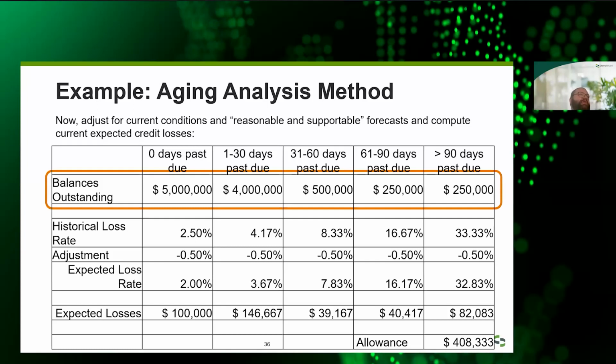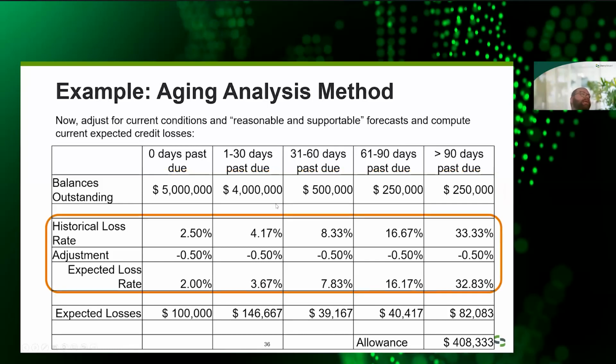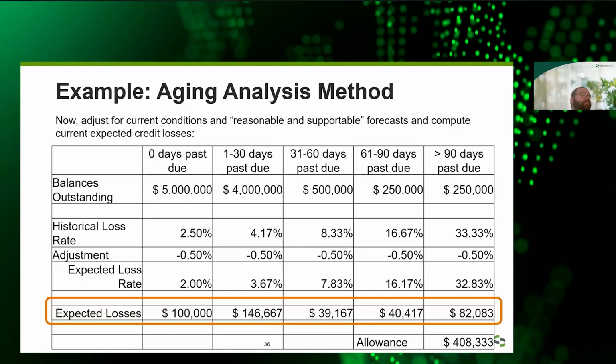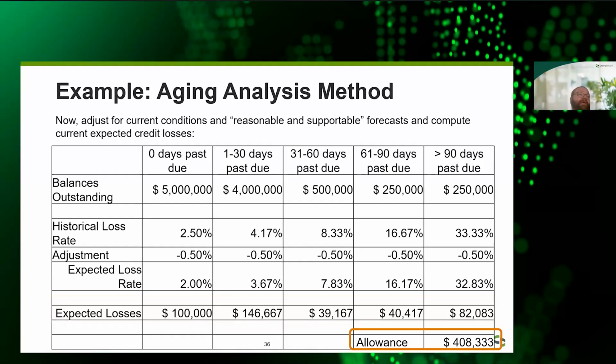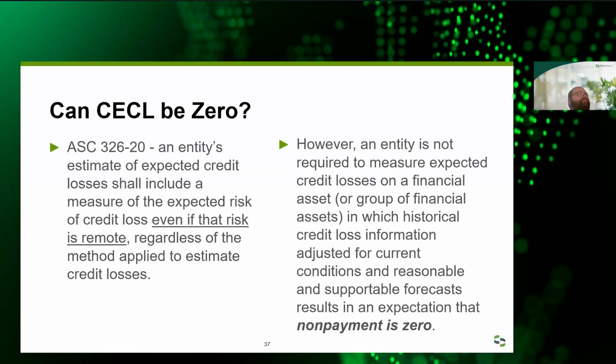In this case, it's $10 million if you add it across, and you have your same buckets here, and you would simply take your historical loss rate for each bucket. You would make an adjustment, in this case, very simplified, 50 basis points downward, and then you come up with your expected loss rate for each bucket, right? This is the difference between the overall loss rate method. And then you calculate, simple math, what your expected losses are, and you come up with an allowance that, in this case, is significantly higher than your overall loss rate method. That's because this is far more precise than the overall loss rate method.